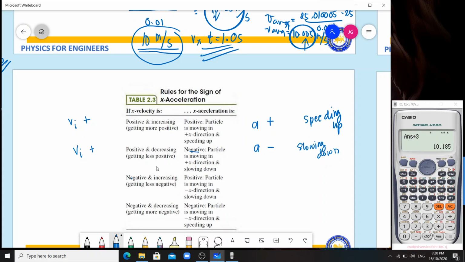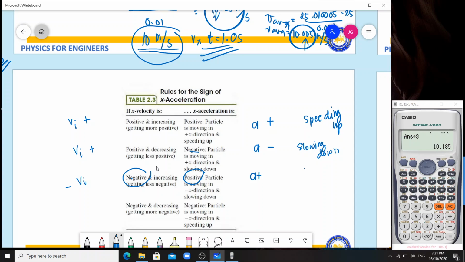Okay? So, kapag ang velocity mo ay negative and increasing, okay, negative and increasing, your acceleration is positive. The negative sign refers to the direction, which is going to the negative x direction, or going towards the datum. So, kapag negative ang initial velocity mo at ang acceleration mo ay positive, okay?